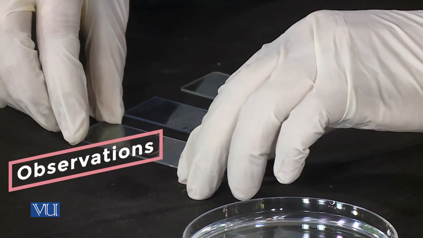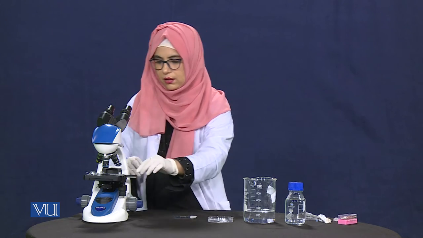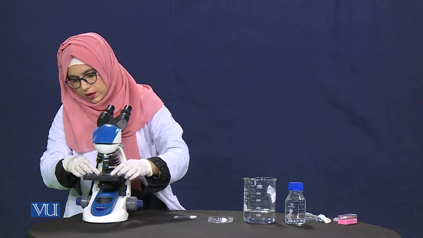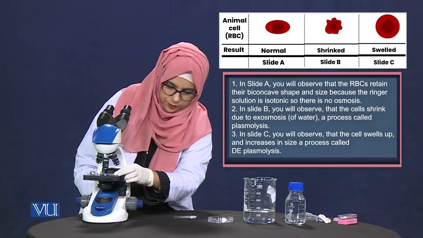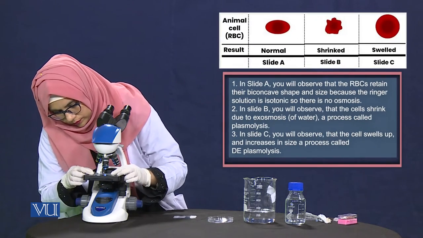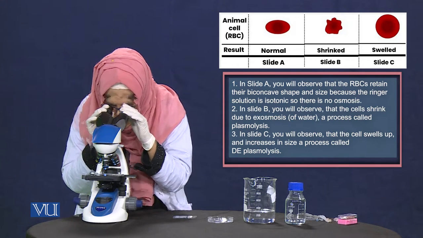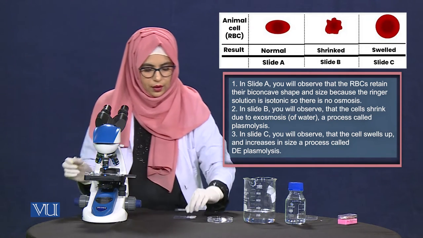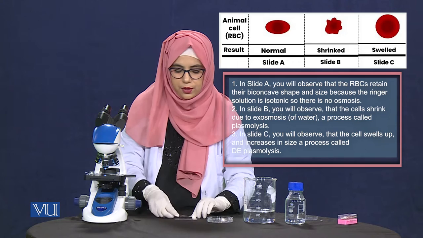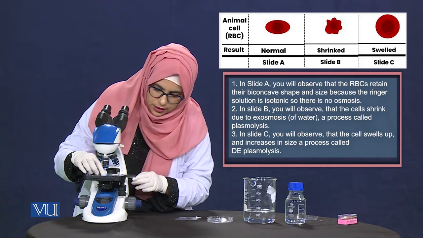Now, we will observe these slides under the microscope. First of all, I will take slide A and observe it under the microscope. Now, I will observe slide B under the microscope, and now slide C.